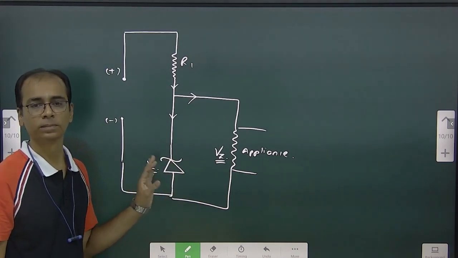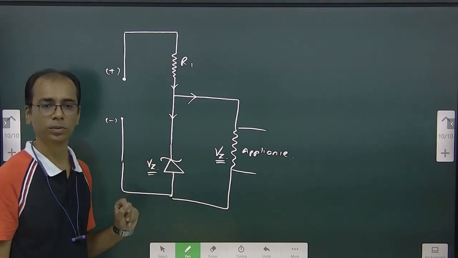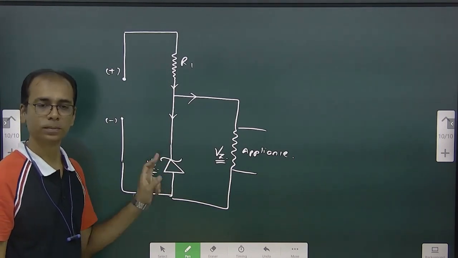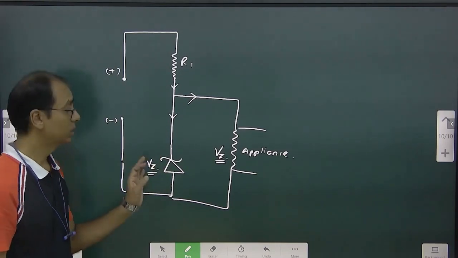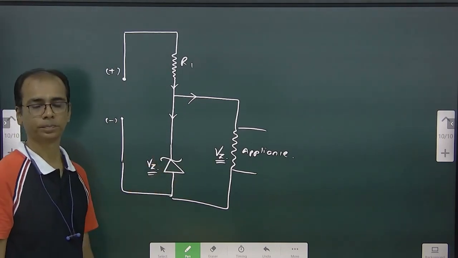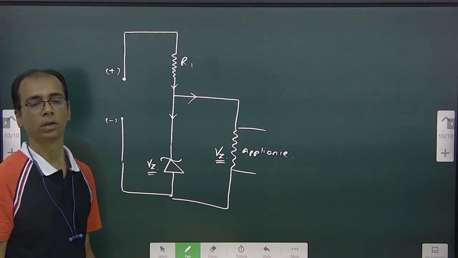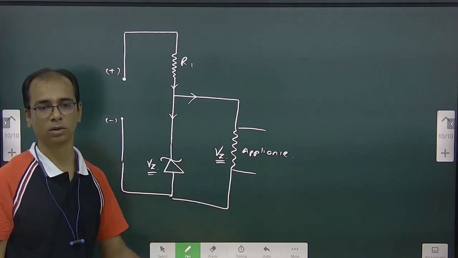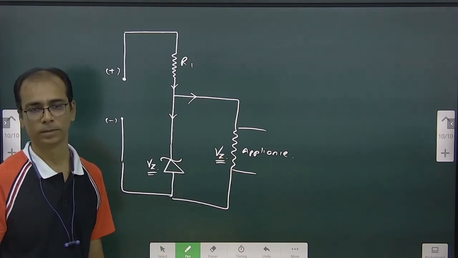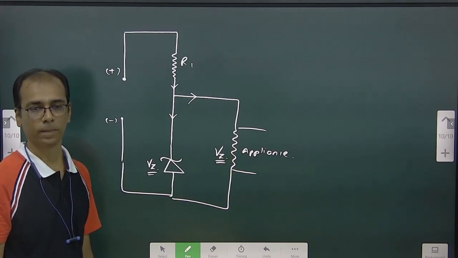When this breakdown happens, this potential difference is going to be the same across the PN junction diode. That is not going to change. So that's how it maintains the potential across the appliance. At no time is it going to get a higher potential, so there is no danger to this device. Okay, so this is how Zener breakdown works. Clear?